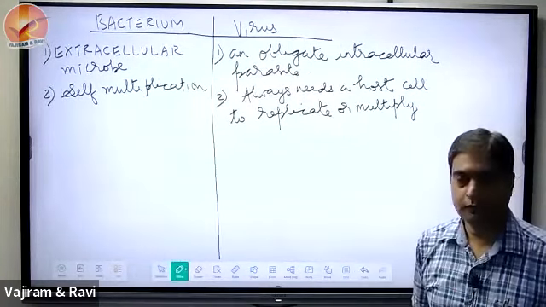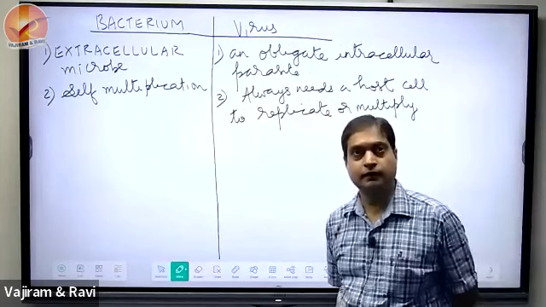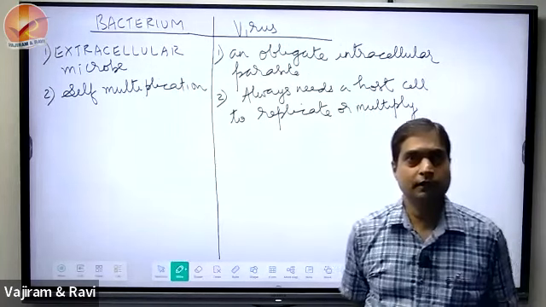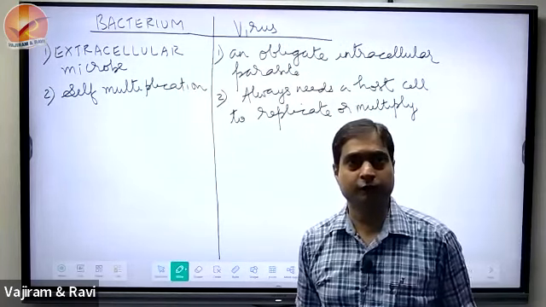Where does RBC die? In the spleen. Destruction of RBC is in the spleen. Spleen is the graveyard of RBC.